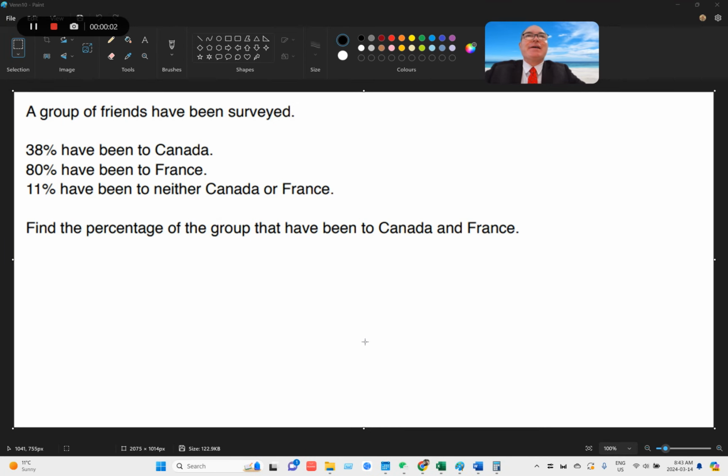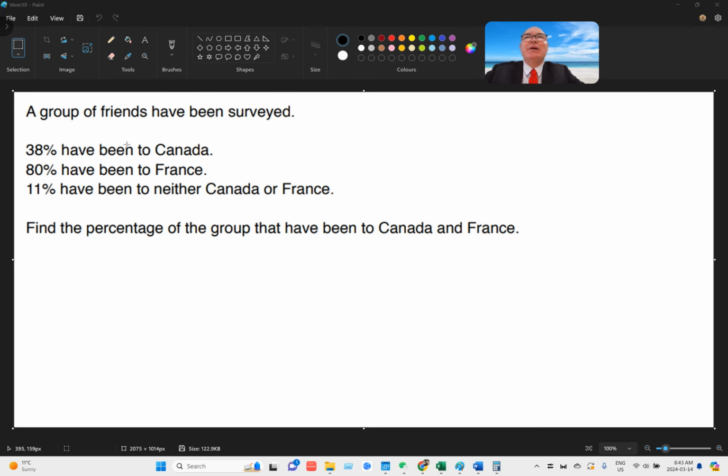Yes, another math problem that we're going to solve with a Venn diagram. Okay, what's the problem? Well, we have a group of friends who have been surveyed. 38% have been to Canada. 80% have been to France. 11% have been to neither Canada nor France. Find the percentage of the group that have been to Canada and France.